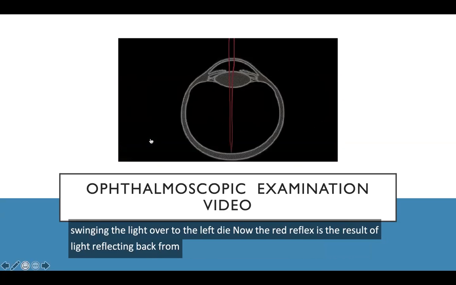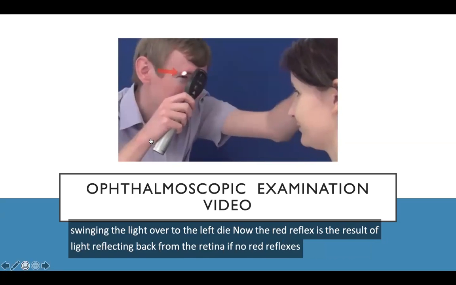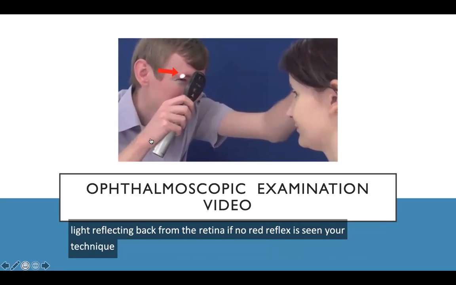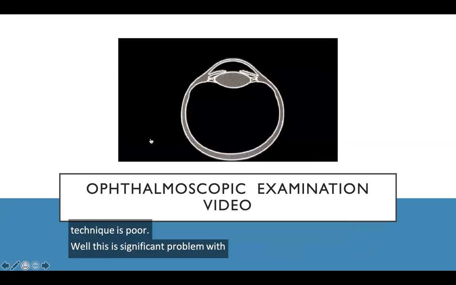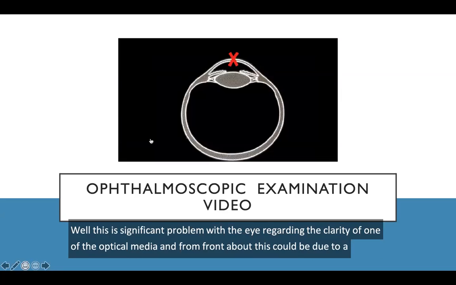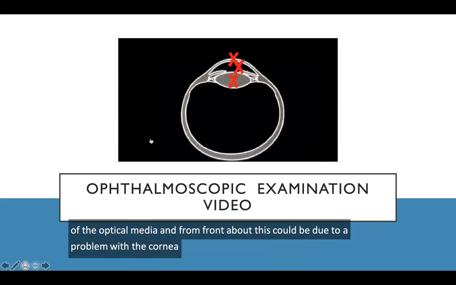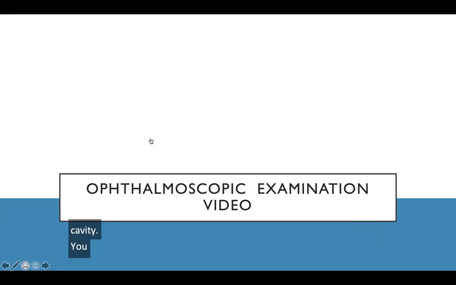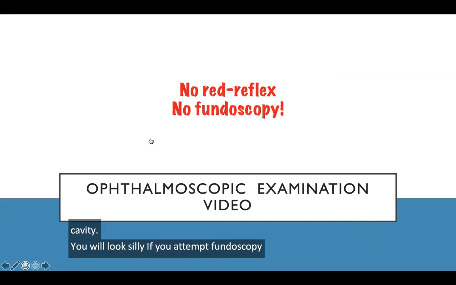If no red reflex is seen, either your technique is poor or there's a significant problem with the eye regarding the clarity of one of the optical media. And from front to back, this could be due to a problem with the cornea, the anterior chamber, the lens, or the vitreous cavity. You will look silly if you attempt fundoscopy with no red reflex.